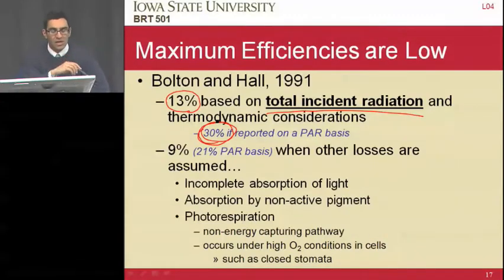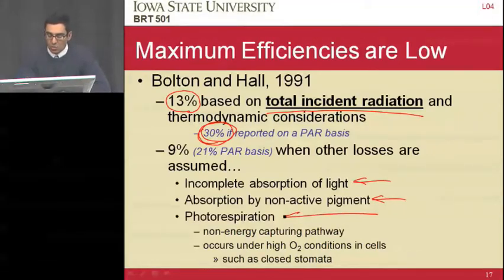Absolute theoretical maximum. They go a step further and say, if you look at some of the other losses that you know are going to be there, the fact that light is not going to be absorbed completely, the fact that some light will be absorbed by non-active pigments, the fact that photorespiration can occur where essentially the system starts to short circuit itself at high light intensities. When you take those into account, you drop to a 9% overall efficiency, or 21% maximum on a PAR basis. Okay, so it depends on what you use as a denominator. But I think these are good numbers.